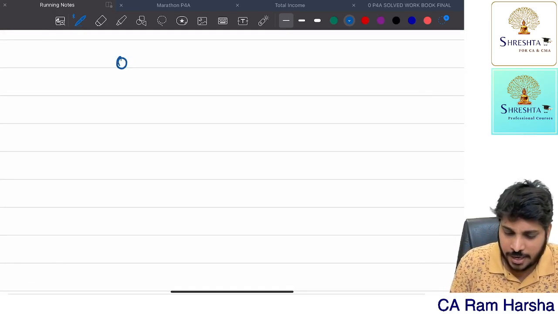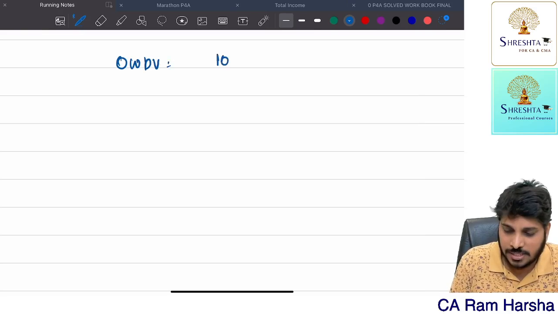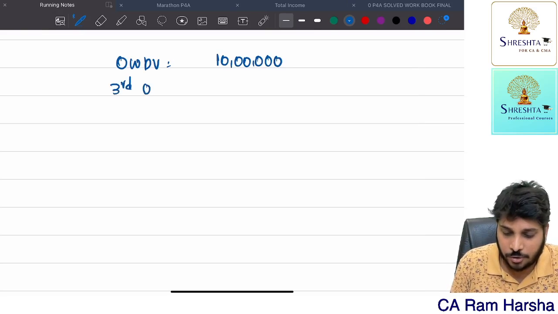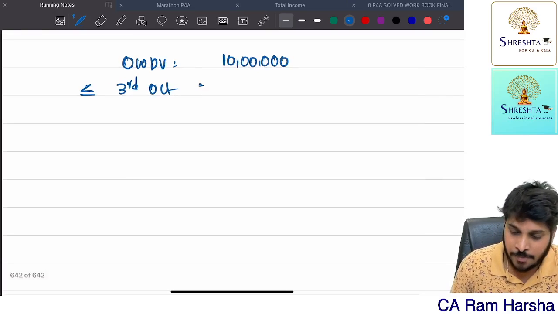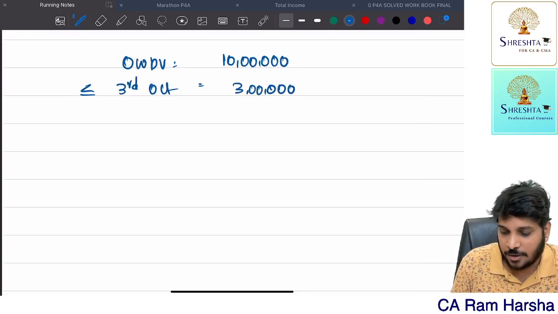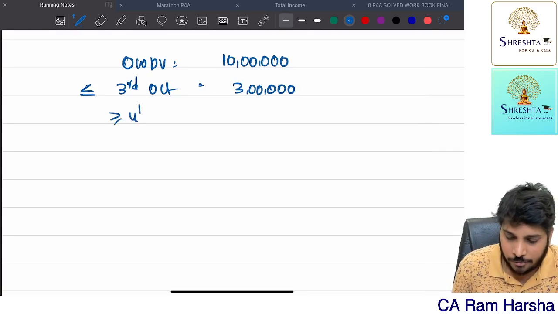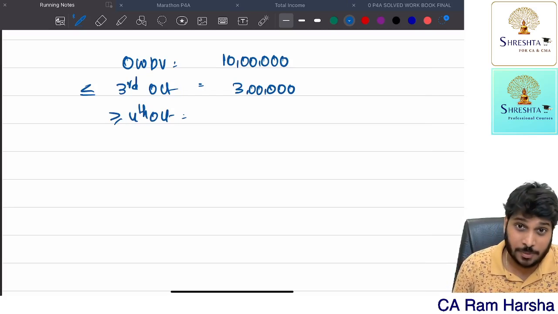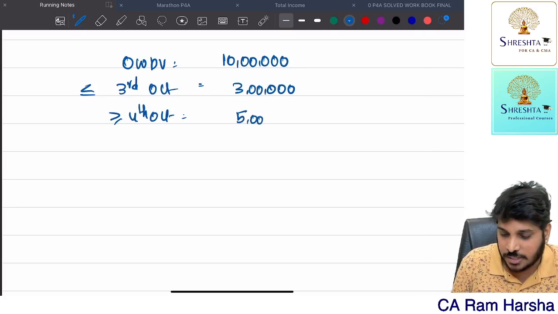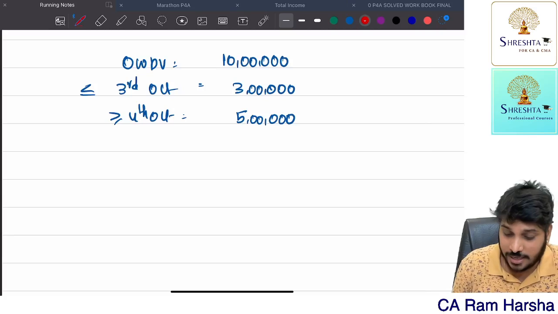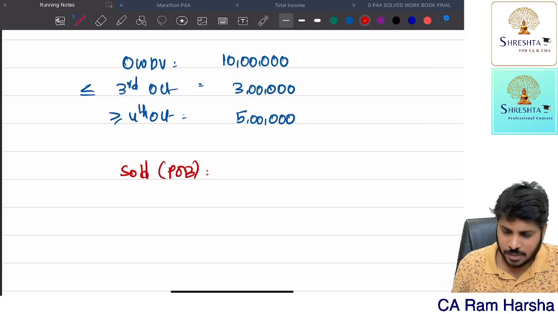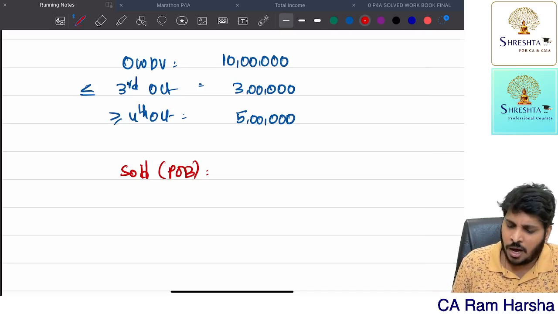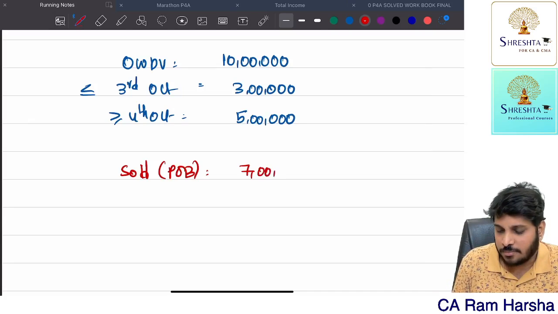Suppose the opening WDV of a particular block was, let's assume, 10 lakh opening value. Now you purchased assets on or before 3rd October. Let us assume 3 lakhs is the purchase value. Now on or after 4th October, again you purchased some 5 lakhs worth of assets. Are you getting it? Now during the year, you sold part of a block only, not the full block. Getting it? Let us assume you sold for some 7 lakhs.